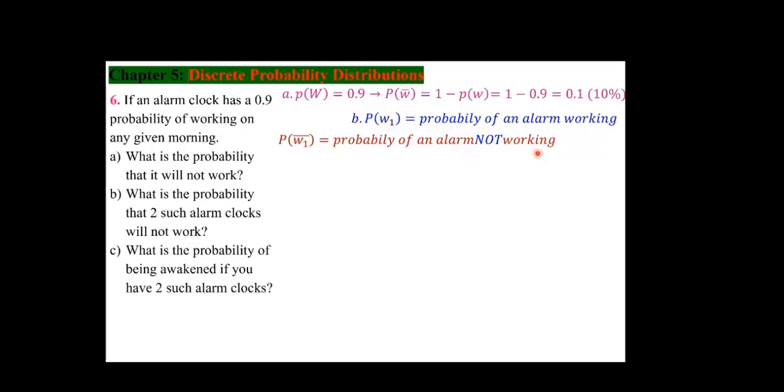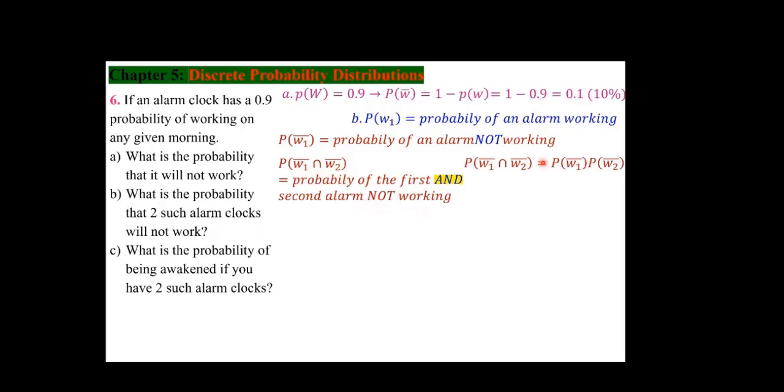Okay. What is the probability that 2 such alarm clocks will not work? It's very simple. They are independent. Each one has a 10% chance, so 0.1 times 0.1. If we want to write it properly, probability of W1 not intersection W2 not, of the first and second alarm not working, and we have to multiply them because we are assuming independency. So 0.1 times 0.1 is the answer. Again, as far as explaining it with the formulas, that really makes a difference. So there's a 1% chance that 2 such alarm clocks will not work.